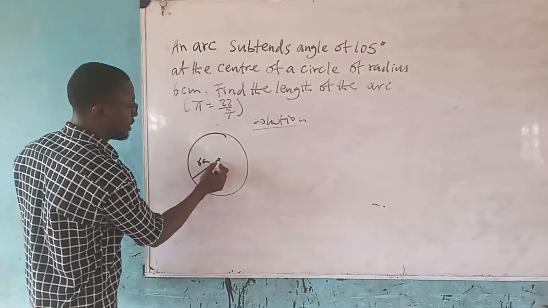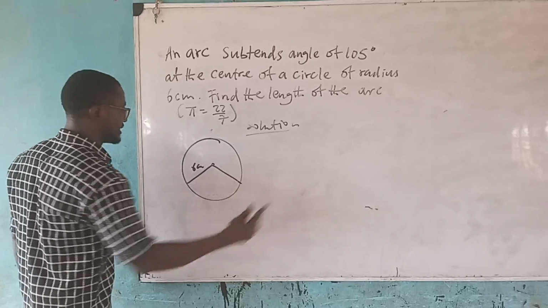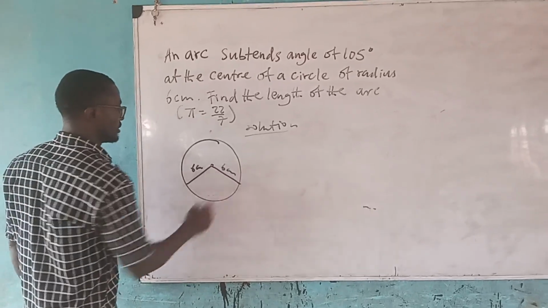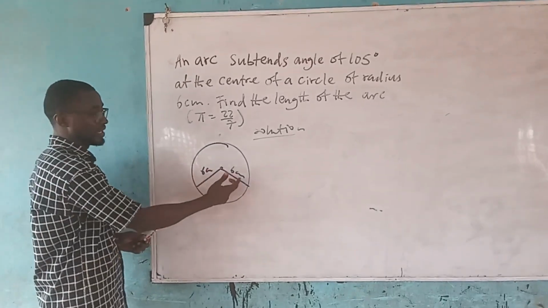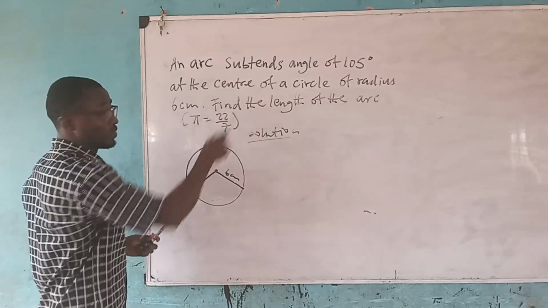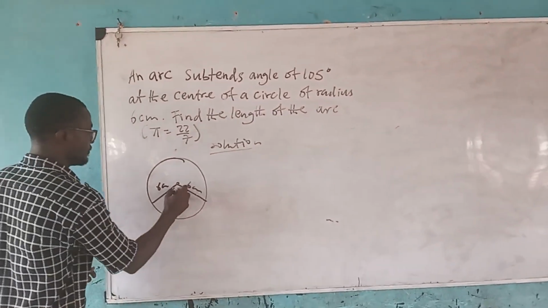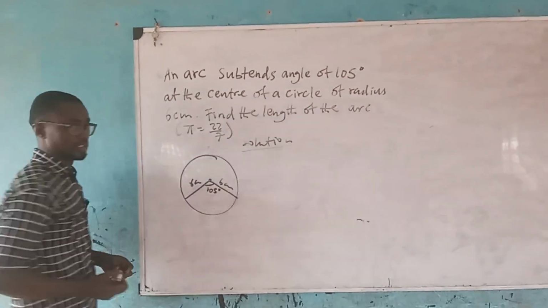Likewise, we have a replica of this on our right hand side, 6 centimeters again. Now the distance apart between this radius and this other radius is the angle of 105 degrees. So you have 105 degrees.